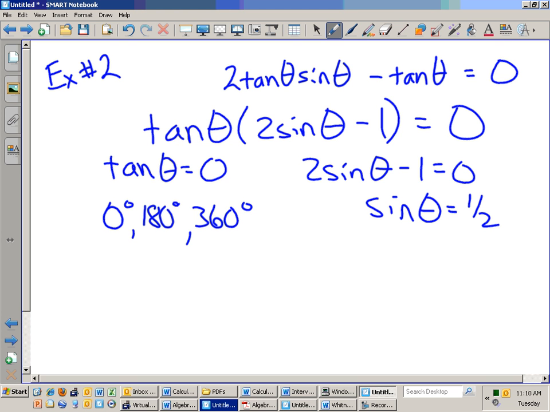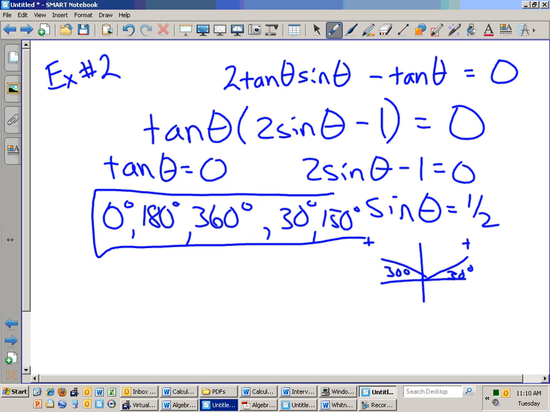We forget trig. Sine of theta is equal to 1/2. Where is sine positive? The first quadrant and the second quadrant. You're right, 30 degrees is my reference angle. It means I have two solutions there, 30 degrees and 150 degrees. I have a total of 5 solutions between 0 and 360 for this problem. There they are.